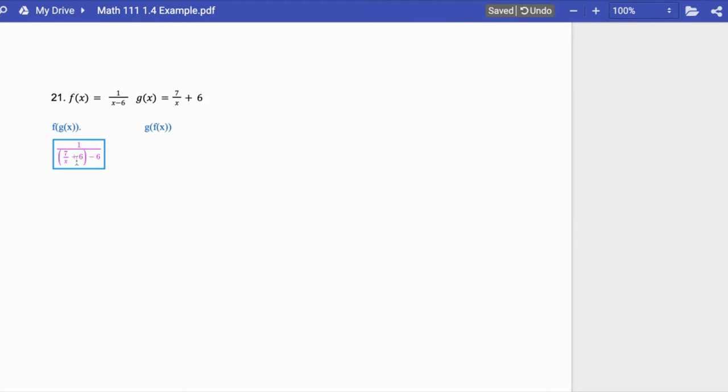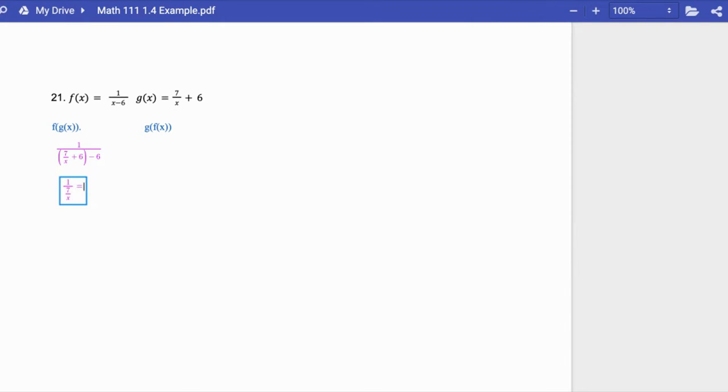And this can be simplified, right? Because if I take away those parentheses, I have 7 over x plus 6 minus 6. So let's simplify that. 1 over, and then the plus 6 minus 6 cancel. So it's 1 over 7 over x. This is like 1 divided by 7 over x, and 1 divided by 7 over x really just flips it.